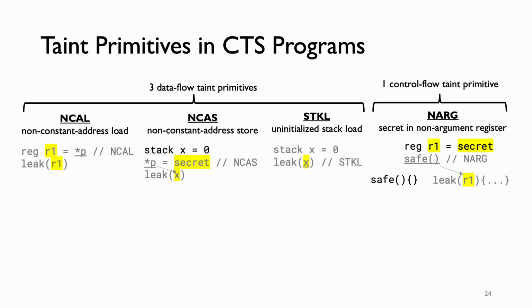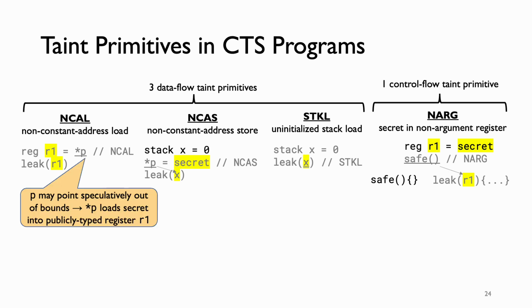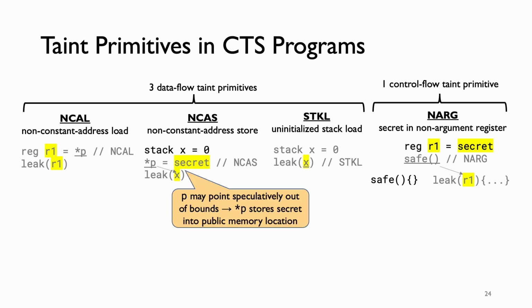It turns out we can actually say quite a bit more about taint primitives in static constant time programs. In fact, we prove that in such programs, all taint primitives fall into one of the 4 classes shown on this slide. So first, we have non-constant address loads, or NCAL, which are loads whose addresses are dynamically computed from data at runtime and therefore may access out-of-bounds secrets. Second, we have non-constant address stores, or NCAS, whose addresses are similarly computed from data at runtime, but in this case can store secret data to an out-of-bounds public memory location.